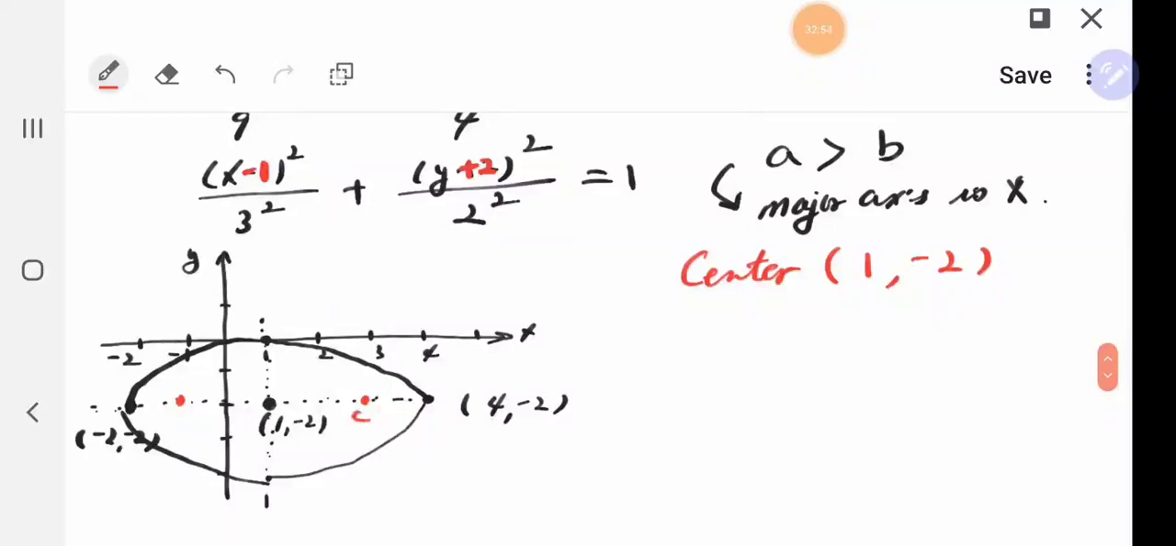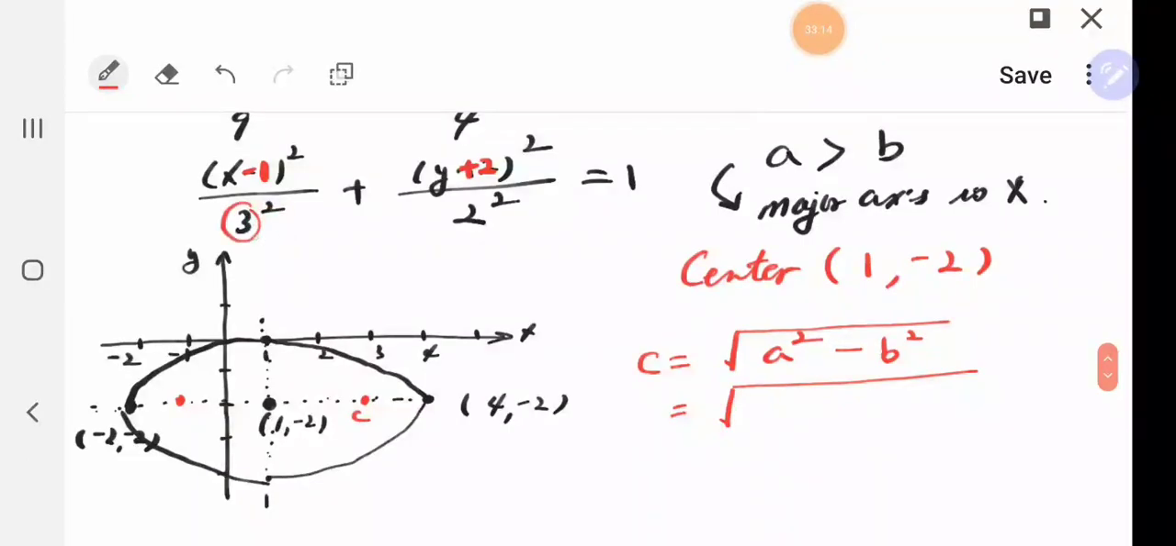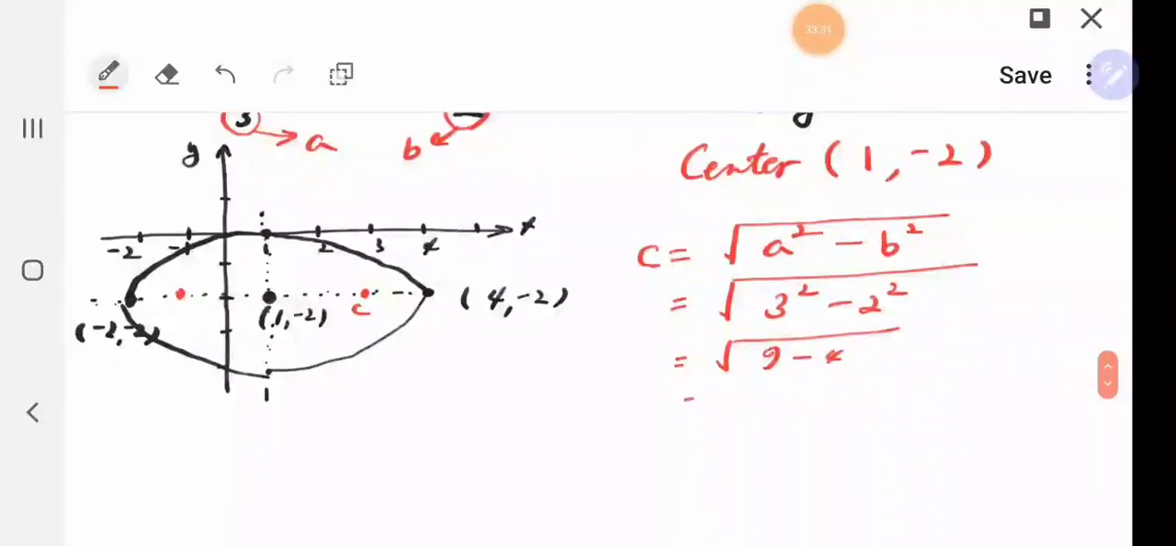To find C, we have to use the formula. C is equal to the square root of A squared minus B squared. And A is the major axis, which is 3 squared, right? Because this is greater than 2, so this will be A, and this value will be B. So 3 squared minus 2 squared is the square root of 9 minus 4, the square root of 5. So the C value is the square root of 5.